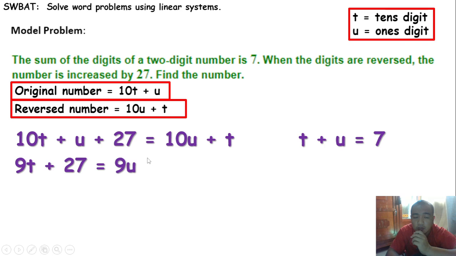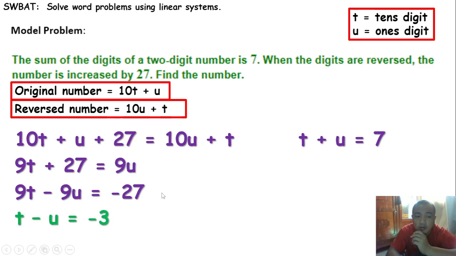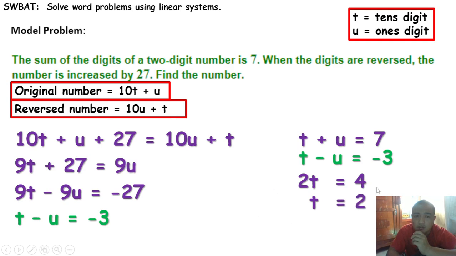Solving for equation 2, simplifying, 10U minus U, 9U, equals 10T minus T, 9T plus 27. So equation 2 is 9T minus 9U equals negative 27, or T minus U equals negative 3. Now we can cancel U. Then add T and T. 2T equals 7 plus negative 3 is 4. T equals 2. Solve for U.